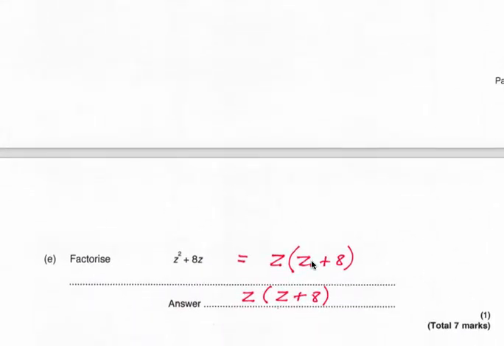Part E. Factorise z squared plus 8z. Common factor in both terms of z. Pull the z out the front, rebuild the expression. What do we multiply z by to get z squared? Z. What do we multiply z by to get plus 8z? Plus 8.